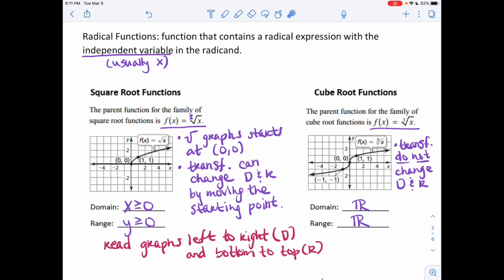Now, one thing to note is that this center point, which is currently at 0, 0, could move up or down or left or right depending on what we do to transform the graph. But just because you move the center point does not mean that you have changed the domain or the range.